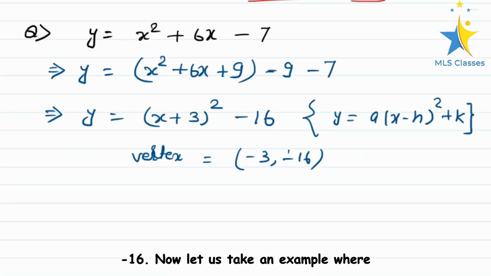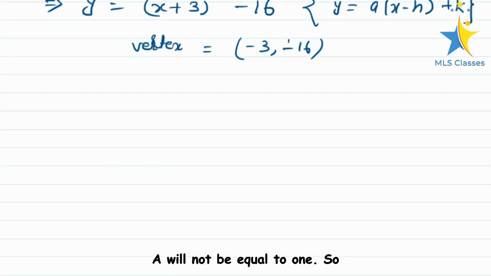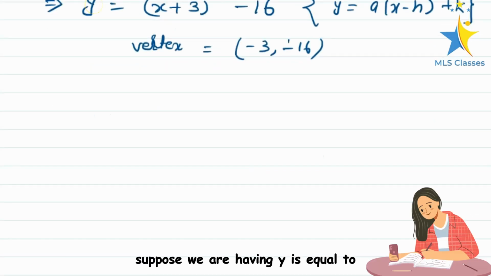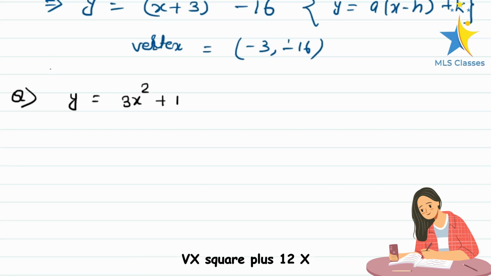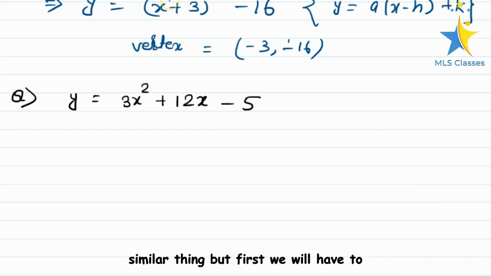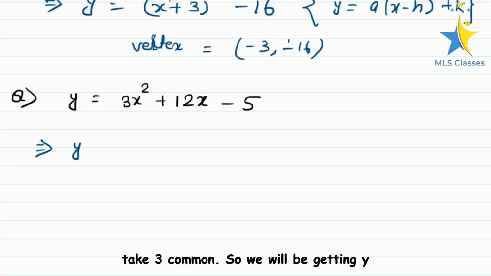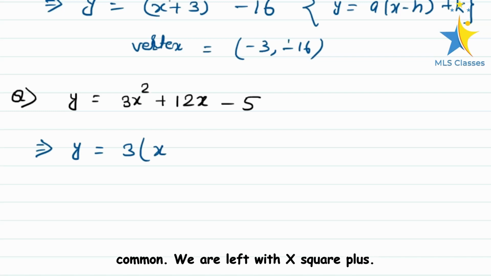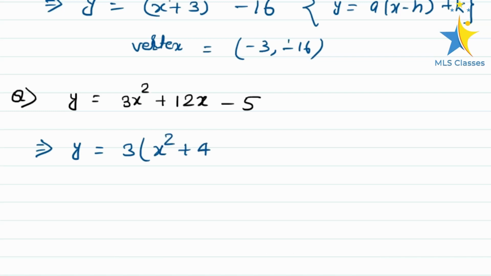Now let's take an example where a will not be equal to 1. So suppose we are having y is equal to 3x square plus 12x minus 5. Then what we will do? We will do a similar thing, but first we will have to take 3 common. We will take 3 common from the first two terms only. So we have taken 3 common, and we are left with x square plus 4x, and minus 5.